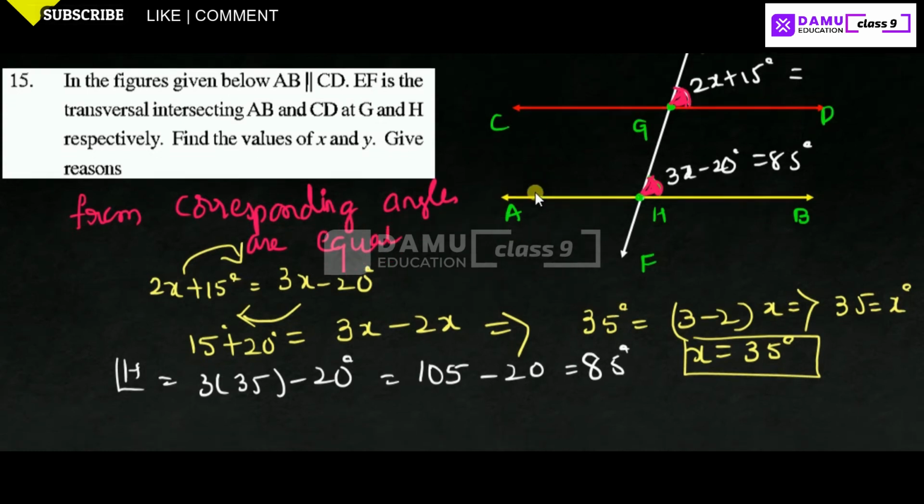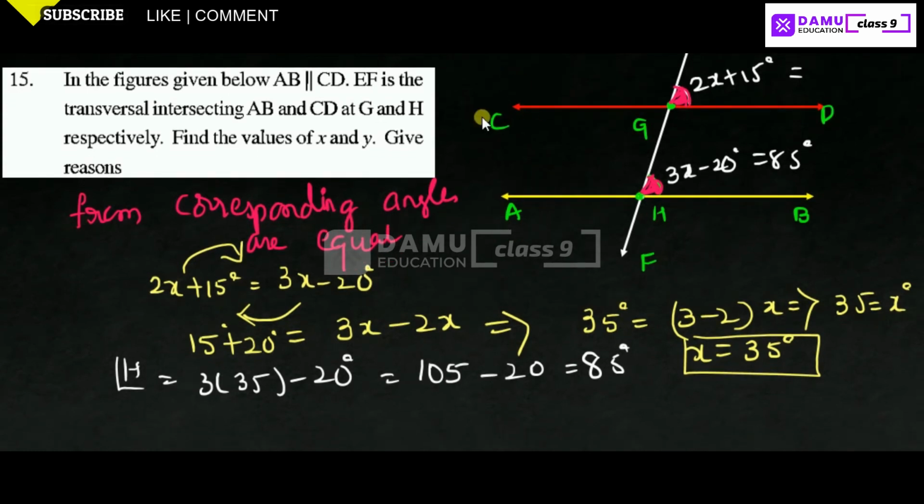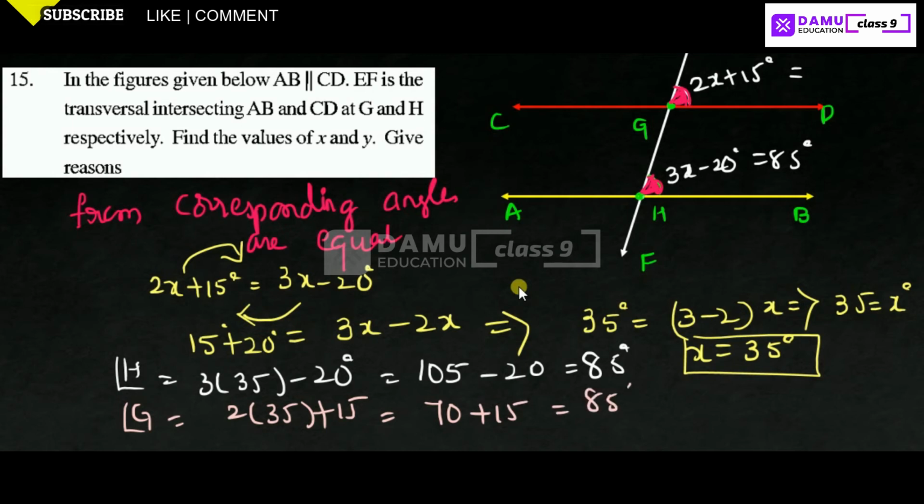2x plus 15 degrees will be equal to, that is angle Z. So angle Z will be equal to 2 into 35 plus 15. Here also we should get 85 only. Why? Because both are equal. So 35 into 2 will be 70 plus 15. That will be equal to 85 degrees. So here also 85 degrees. Like this we need to solve.